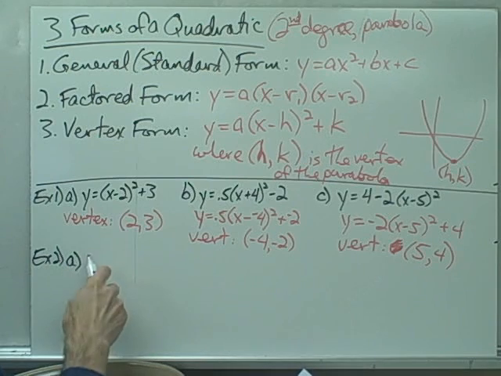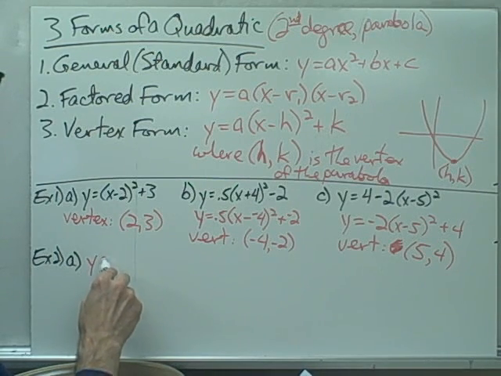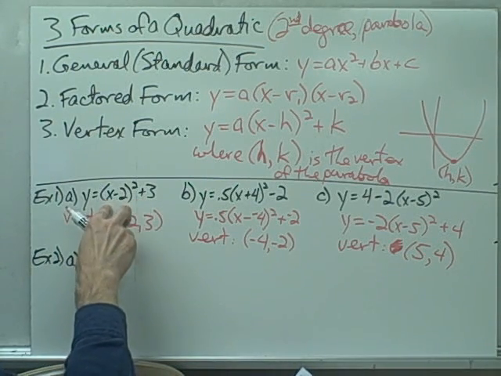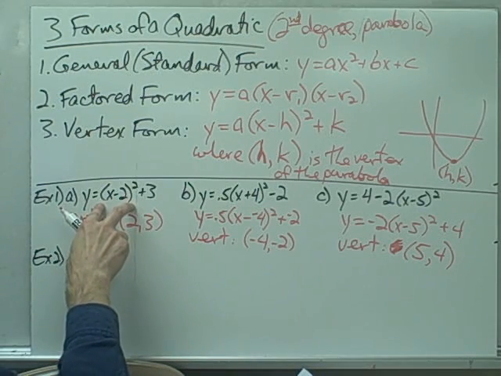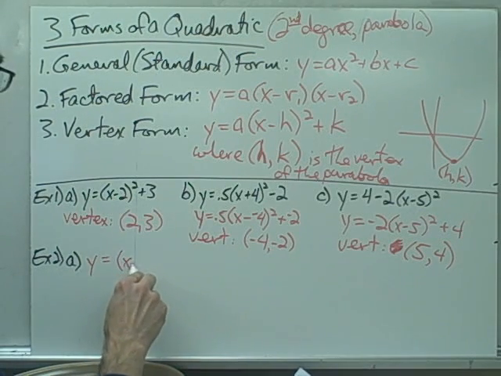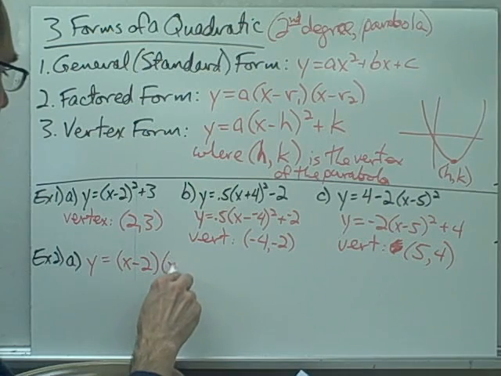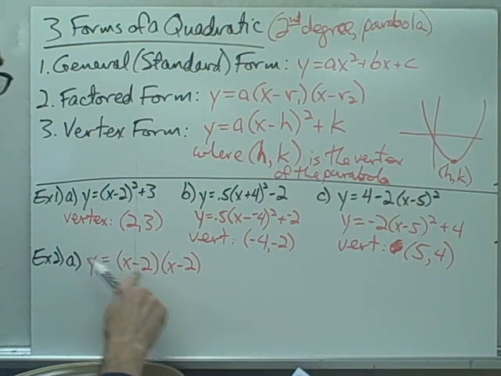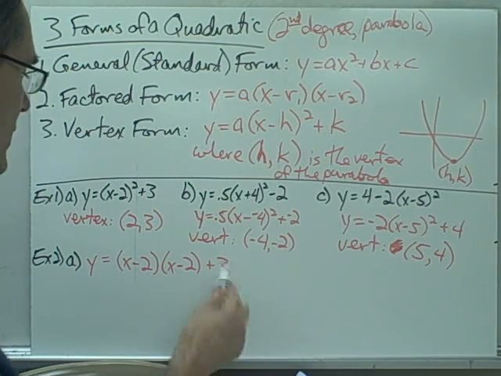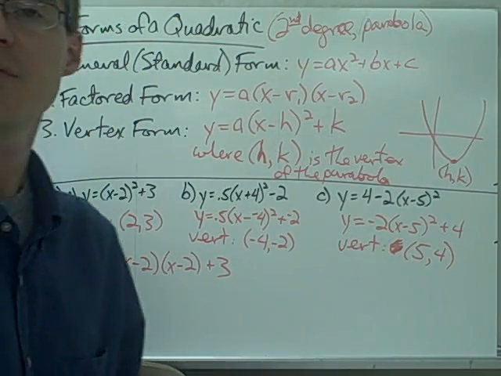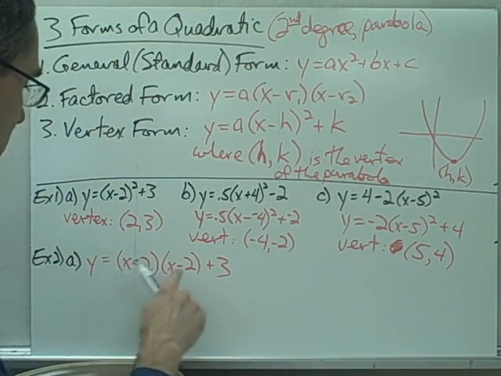So, for this one, to rewrite it without the parentheses just means I'm going to take x minus 2 and square that quantity. So let me write that as x minus 2 times x minus 2, that's (x minus 2) squared, plus 3. Now I just need to use my FOIL method and multiply out these two binomials.